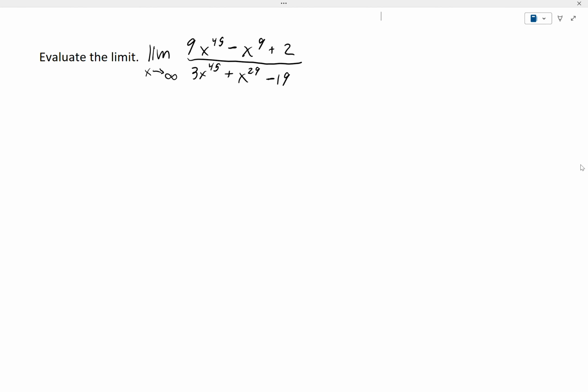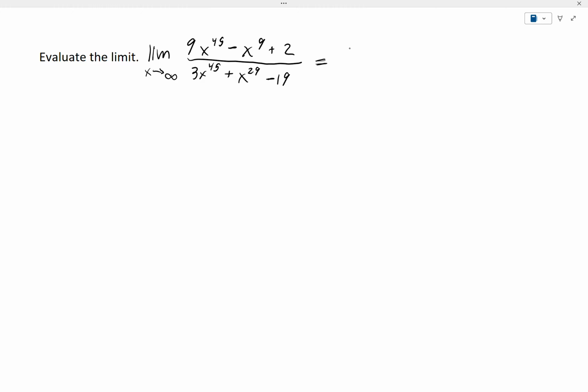So your first thought might be to plug in infinity. We're probably going to get infinity over infinity or 0 over 0, something like that, and then you factor the numerator and denominator. But that's actually not the case here because there's no way for us, without some kind of computer, to be able to factor this. But we'll plug in infinity and see what we get.